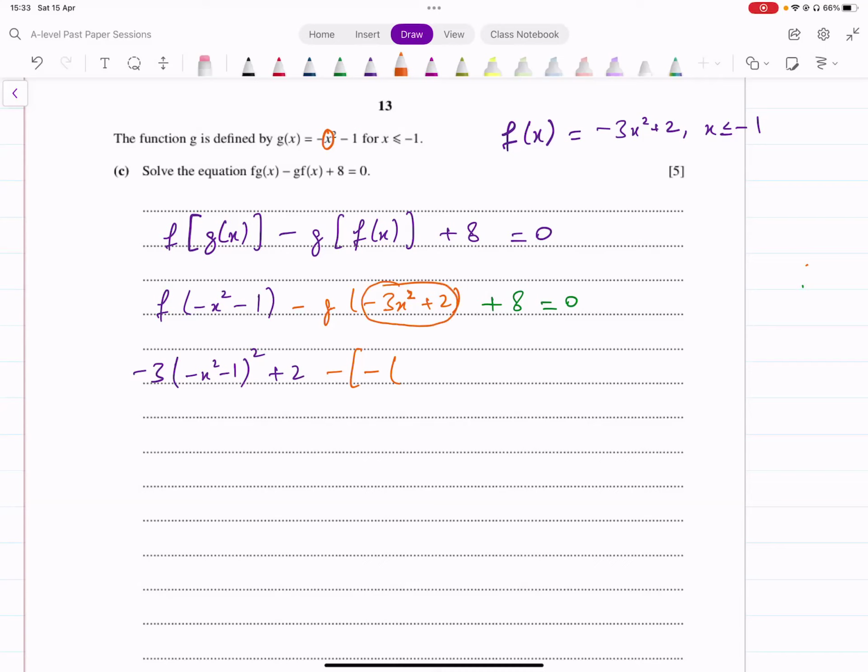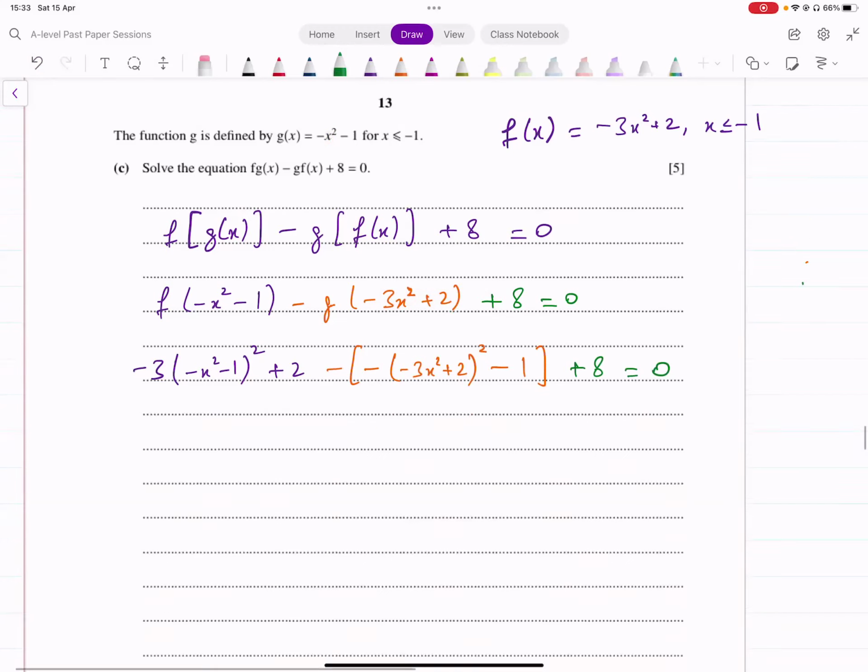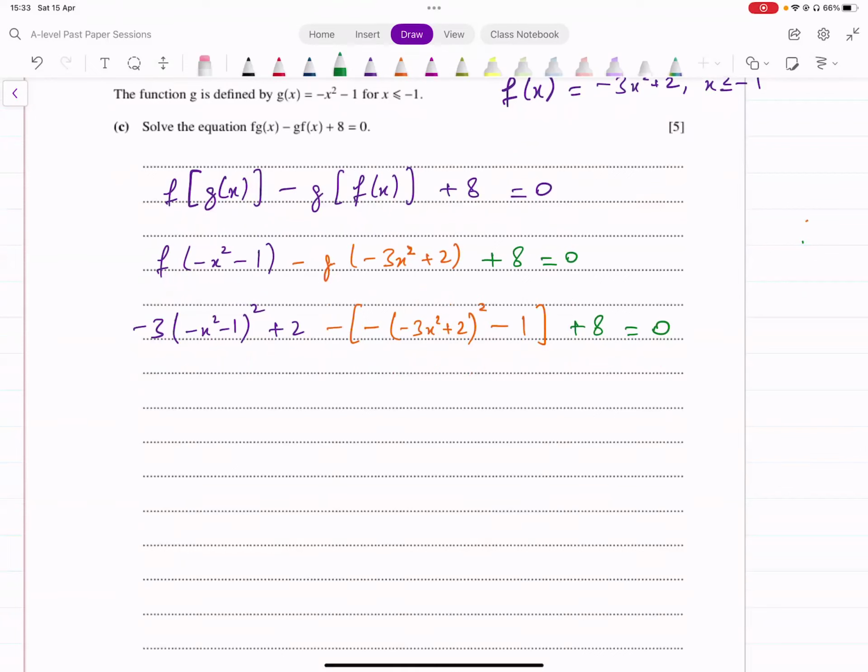Okay, so that's what I'm inputting here, minus 3x square plus 2 whole squared, and then you have minus 1 and the brackets closed. ये आपने evaluate कर लिया g of minus 3x square plus 2. तो function में आपने x की जगह पे ये पूरा expression डाल दिया. ठीक है, g के अंदर पूरा expression डाल दिया. Then you have plus 8 outside as it is equal to 0. Now simplify everything and see what that gives you.